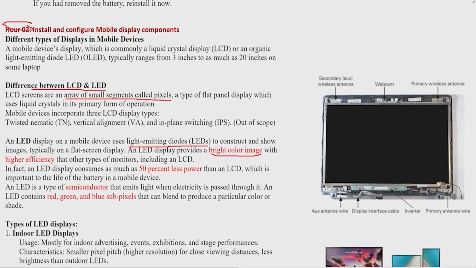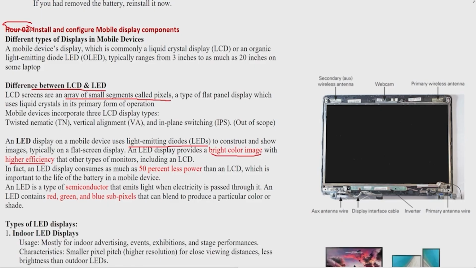If the image is brighter, it means higher efficiency. Higher efficiency means sometimes in LCD, if we press here like this, maybe it can damage the liquid inside. But in LED, there is no problem with pushing it, because it is more efficient and brighter.